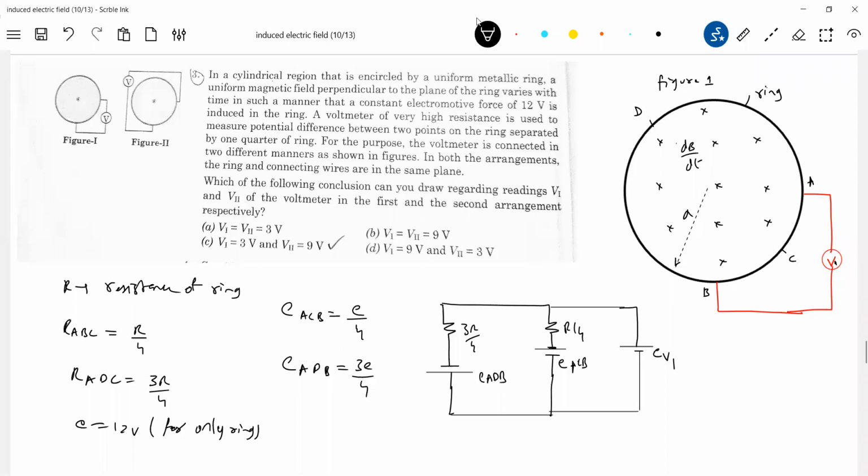Or write V1. No EMF should be induced in the loop, no? So what should be the value of EV1? EV1 should be E by 4. It should be equal to EACB. The magnitude of EV1 should be equal to EACB. So what is EACB? It should be equal to E by 4. And this is equal to how much? 12 by 4, 3 volt.